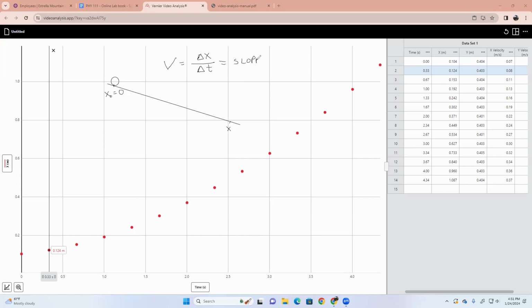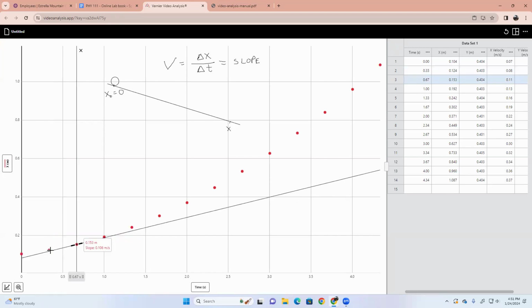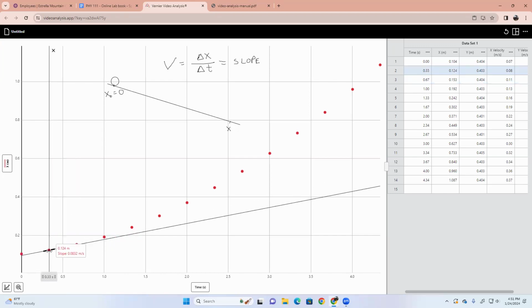If we look at the graph, we can see that the slope is constantly increasing with time. In fact, we learned earlier that if we take the slope of the tangent at any one point, then that tells us the velocity at a given time. So for example, if I turn the tangent feature on and find the tangent to this one point, the slope is 0.0832 meters per second, which tells us the velocity, called the instantaneous velocity, is equal to that slope at that point.